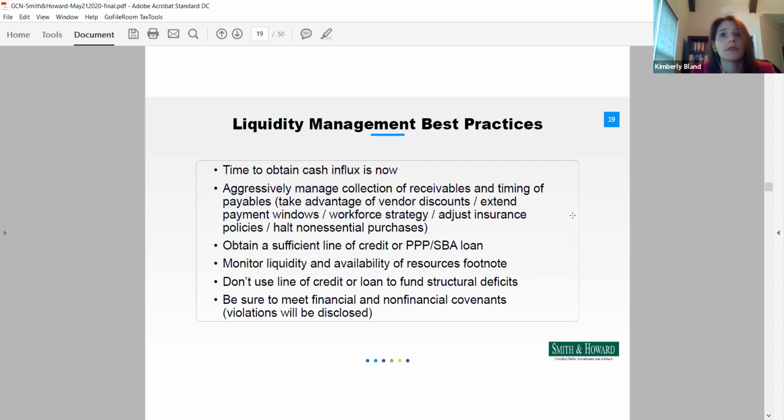Monitor liquidity and availability of resources. Look at that footnote that you have if you have audited financial statements. Don't use the line of credit to fund structural deficits, and make sure to keep monitoring your debt covenants, financial and non-financial, to make sure that you remain in compliance.